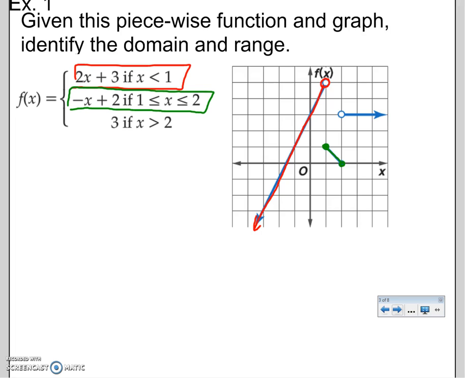And it has that last, the blue piece, 3, the constant, the horizontal sideways line, if x is greater than 2, open circle. Alright, so there's a graph. Usually you have to graph that yourself, or they'll give you the graph, you have to find the equations yourself. You know how to find the slope, you know how to find the y-intercept, and just write the equation on the line. But the real part is finding the domain and range.